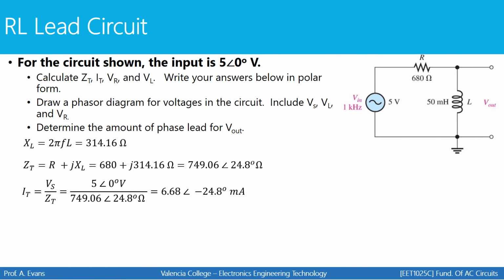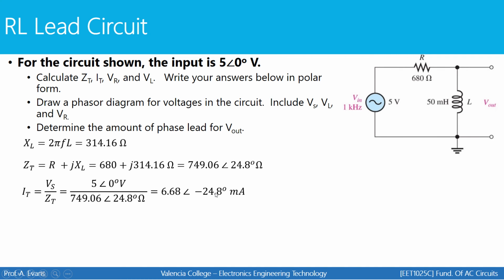Now we can use the total impedance and Ohm's law to find the total current in the circuit. So we're going to perform this division, 5 at an angle of 0 degrees volts, divided by 749.06 at an angle of 24.08 degrees ohms, and you'll get your total current in the circuit. Remember, we're going to divide the magnitudes and subtract the angles. So we have 0 minus 24.8 gives you a negative 24.8.